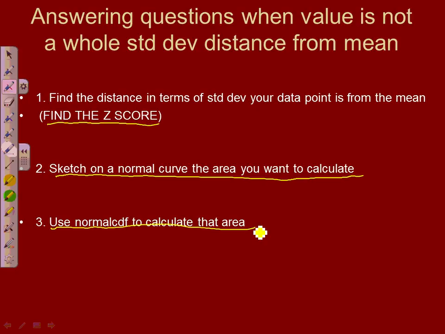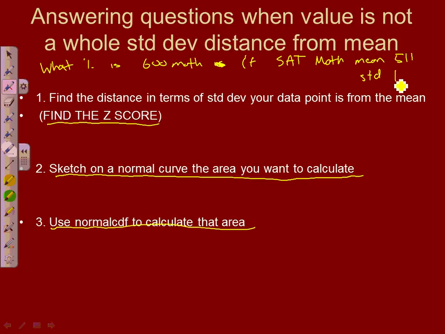Let's take the last example that we did on the z-score. I could ask you, what percentile is a 600 math score if the SAT math has a mean of 511, and the standard deviation of 120. Okay, so what percentile are you going to be in?